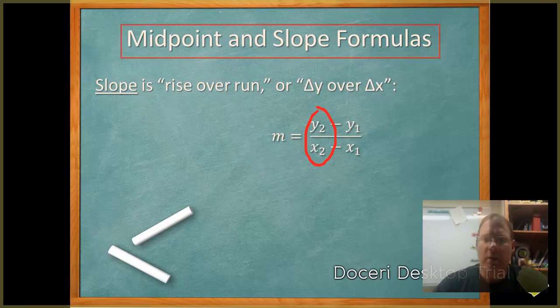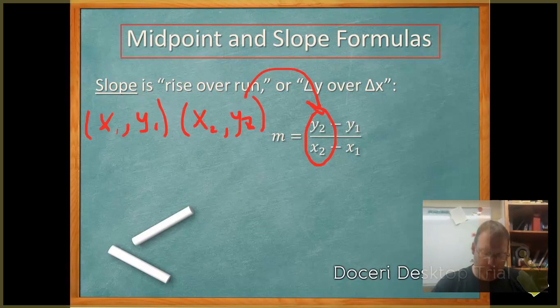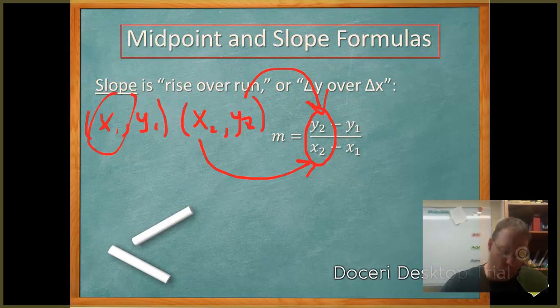Okay? So let's say our coordinates are x1, y1, x2, y2. Okay, if I use y2 right there, I have to use x2 right there. I can't go over and mix that one into it. Okay, so that's what I mean by paying attention to the order. But what you determine is point 1 and point 2, that doesn't matter.